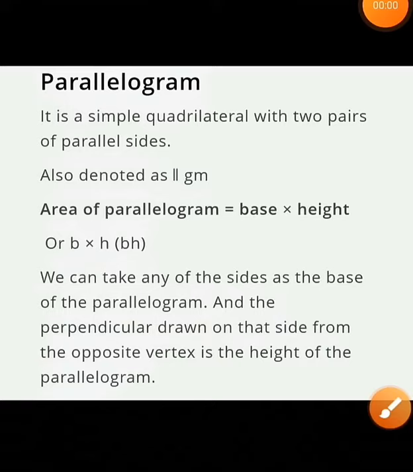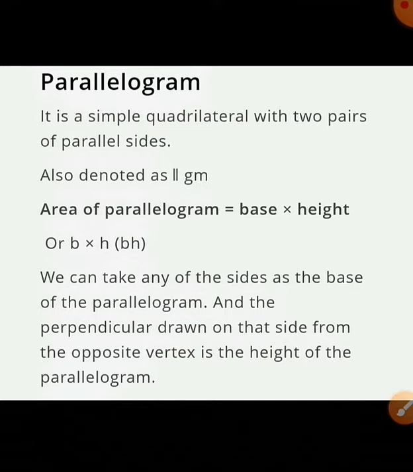Hello students, before we go to exercise 11.2 of chapter perimeter and area, we will see a short introduction video. Exercise 11.2 is based on area of parallelogram and triangle. First of all, we will discuss the formulas for area of parallelogram and area of triangle, how we can calculate. So let us see.